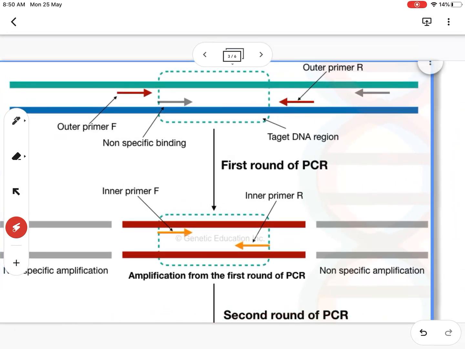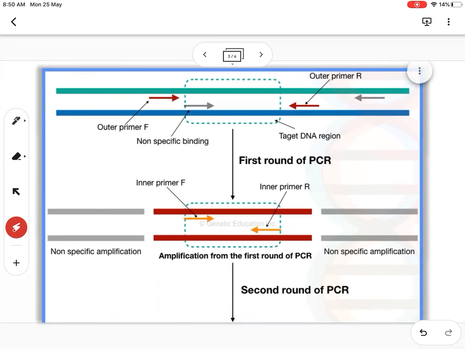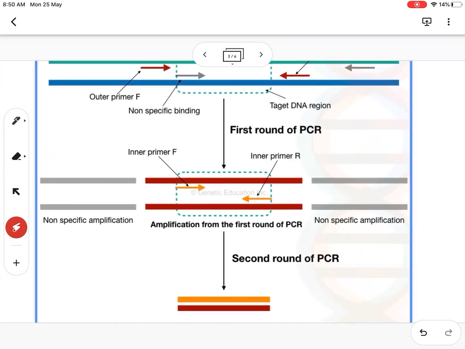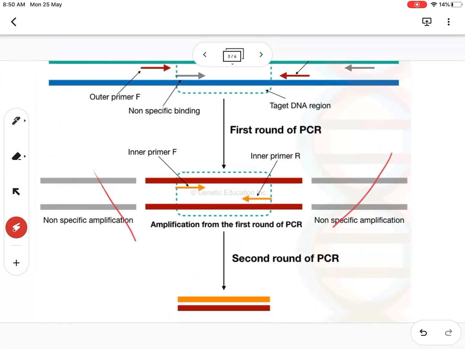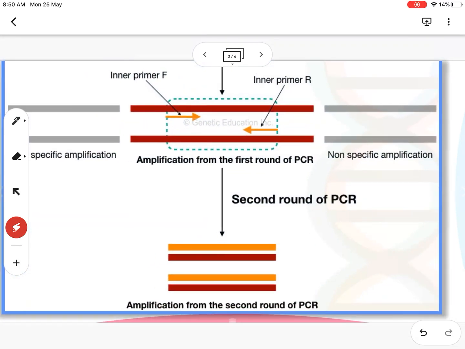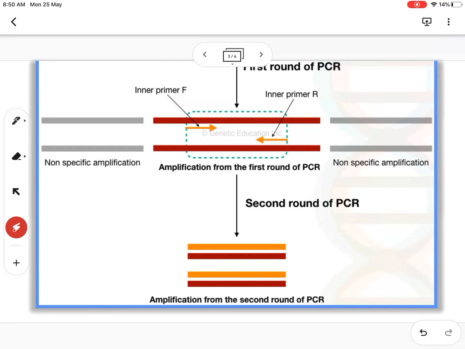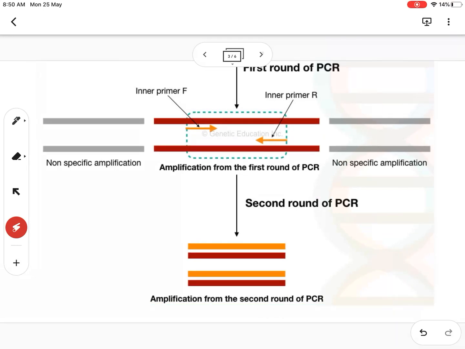In the first round, only the outer primers are added, the DNA molecules are amplified, the non-specific or undesirable PCR products are eliminated, and the desired amplicon of the first PCR cycle is subjected to the second round with the inner primers. The inner primers are very specific.